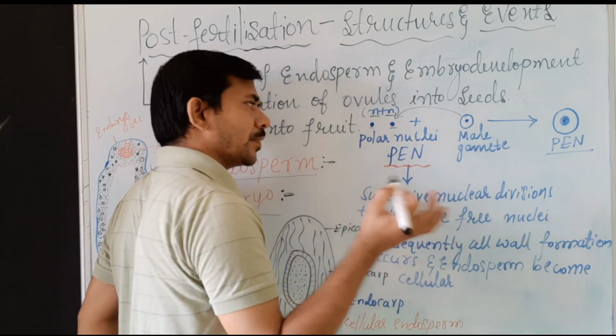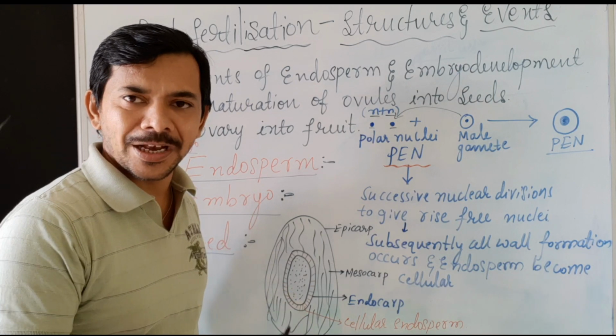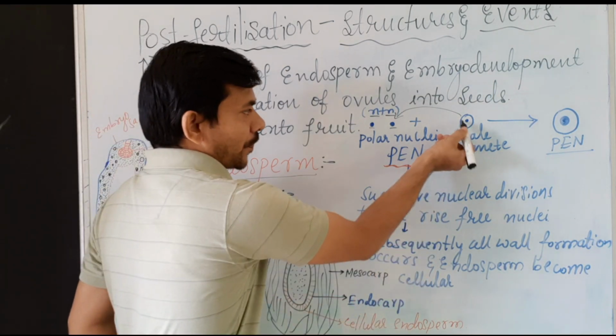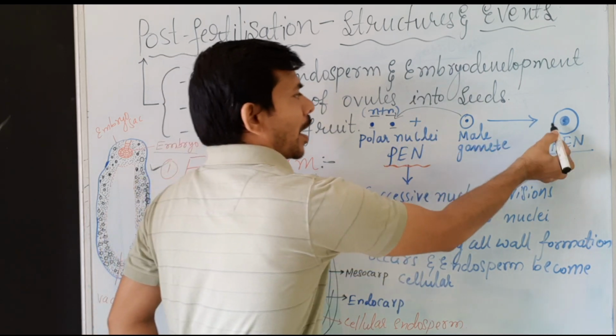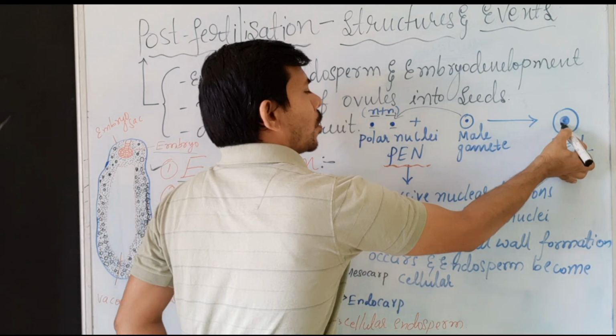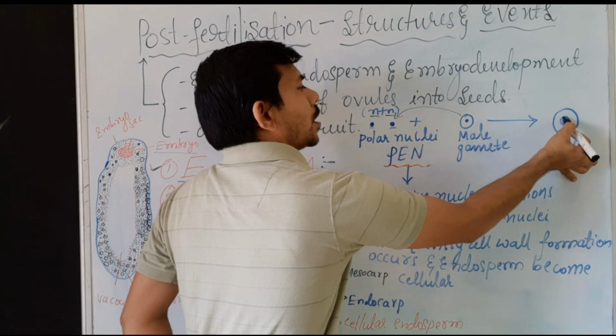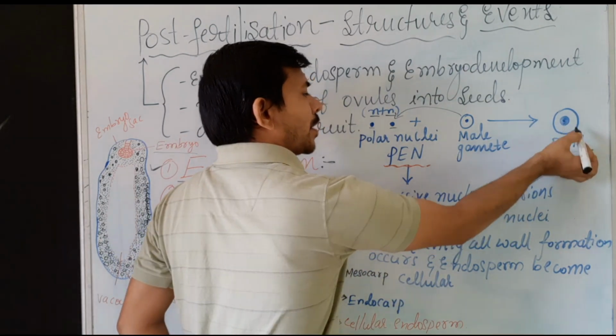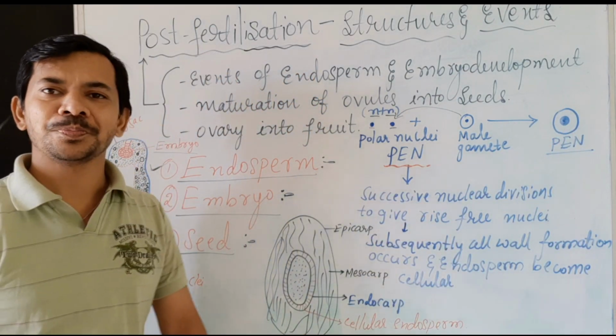One male gamete fuses with the egg cell and forms the diploid zygote, and another male gamete fuses with the polar nuclei. See here, one nucleus and here two nuclei, and all these nuclei fuse together and form a large nucleus, and that is nothing but a primary endosperm nucleus.